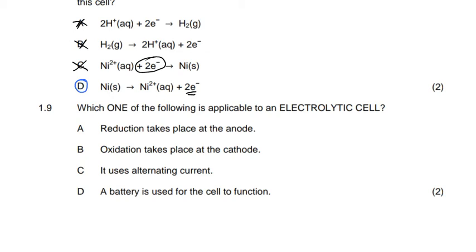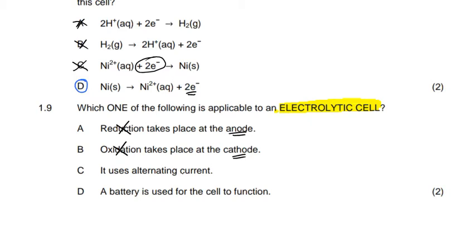Then 1.9 says, which one of the following is applicable to an electrolytic cell? Nice theory question. Let's run through these. Option A says, reduction takes place at the anode. What always happens at the anode? Oxidation. So this is wrong. Oxidation takes place at the cathode. No, what always happens at the cathode? Reduction. So that's wrong.